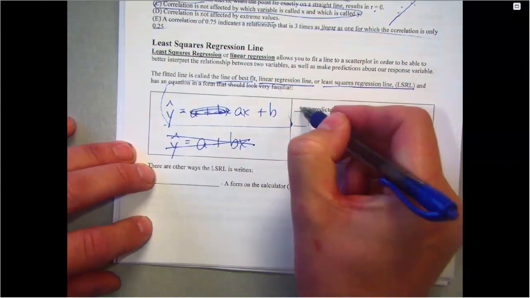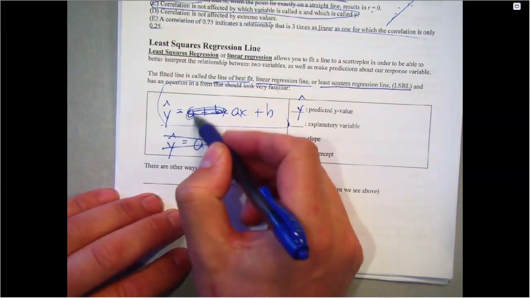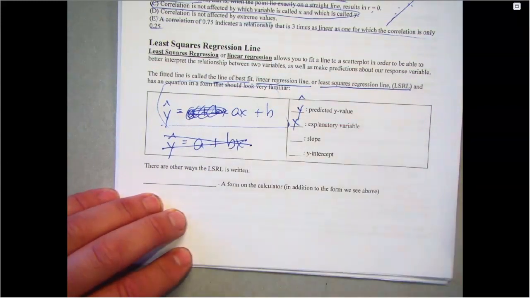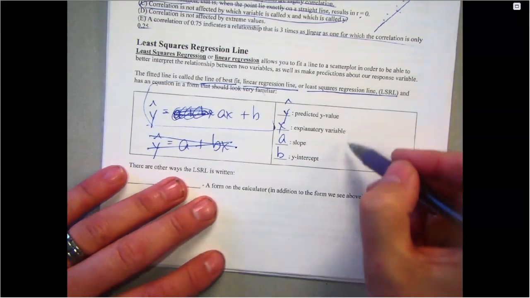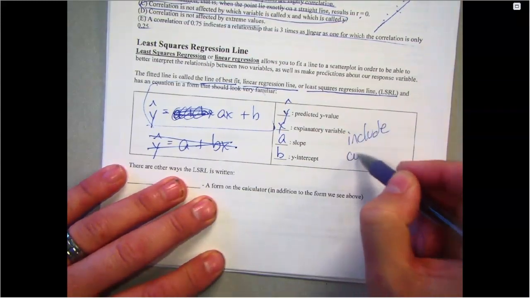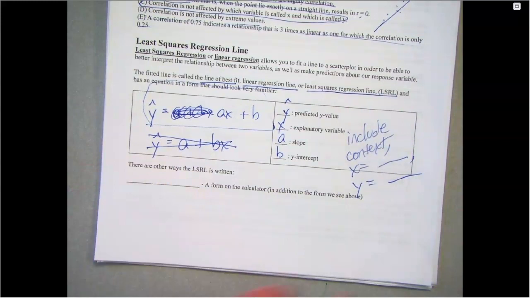So in that case, your predicted y value would be y hat. Don't forget the hat. That's what makes it predicted. What's the explanatory variable? x. Slope, a. Y-intercept is b. And then remember, include context, like x equals whatever and y equals whatever. Am I good? Alright, turn the page.